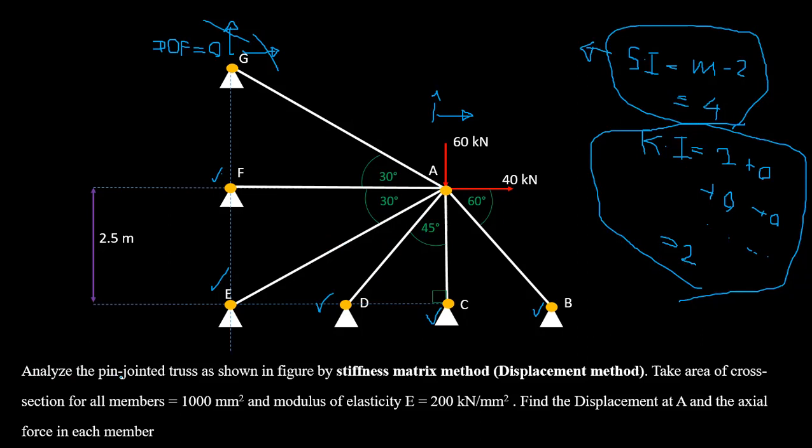So the problem says: analyze the pin-jointed truss by the stiffness matrix method. The area of cross section of all members is 1000 millimeters squared, and the modulus of elasticity is 200 kilonewtons per millimeter squared. Find the displacement at A and the axial force in each member.